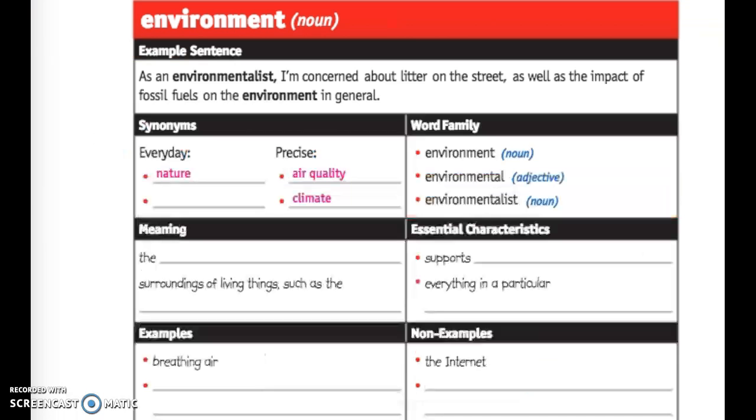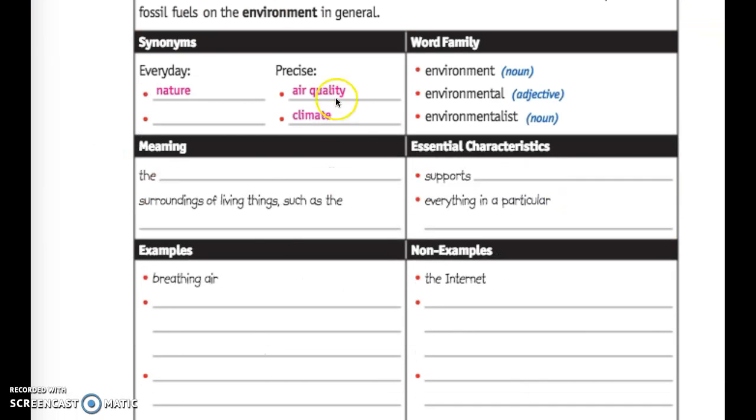Let's go down to the box that goes over the meaning of it. So here's the meaning of the word environment. It is the natural surroundings of living things, such as the air, land, or sea. So if your word here had something to do with air, land, or sea, or natural surroundings, that would be correct.